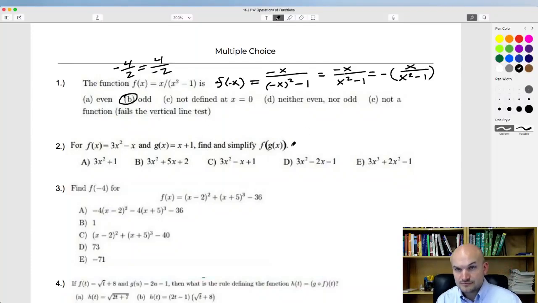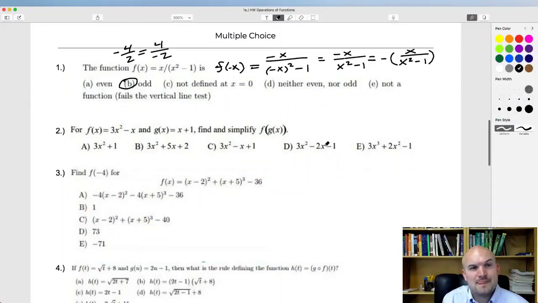All right. Neither even or odd, not defined at 0. The function is defined at 0, and it doesn't fail a vertical line test, so it is a function. So here the answer is B, which is odd.